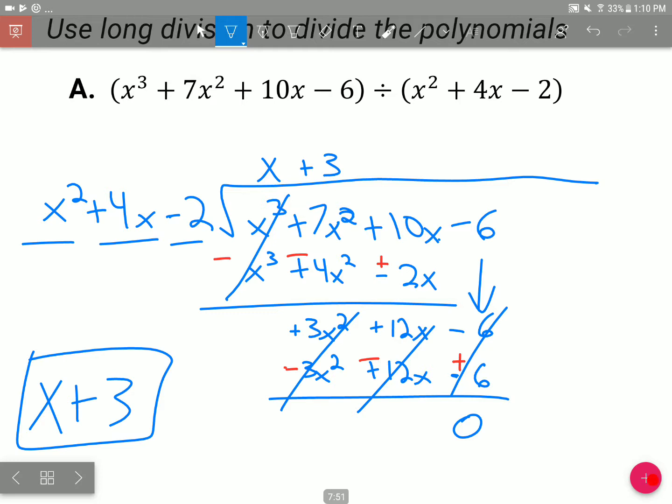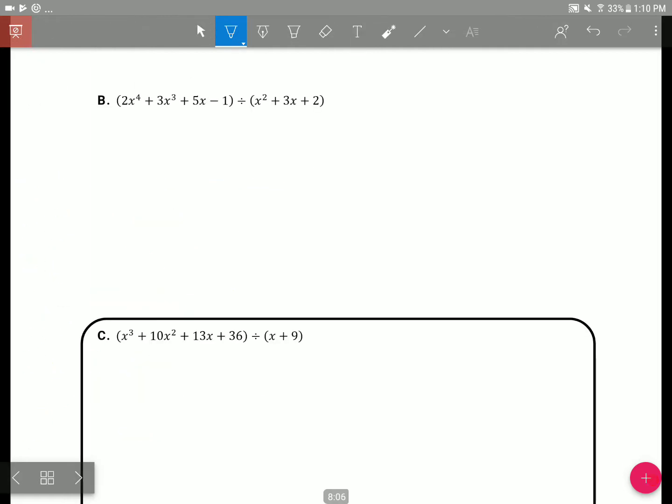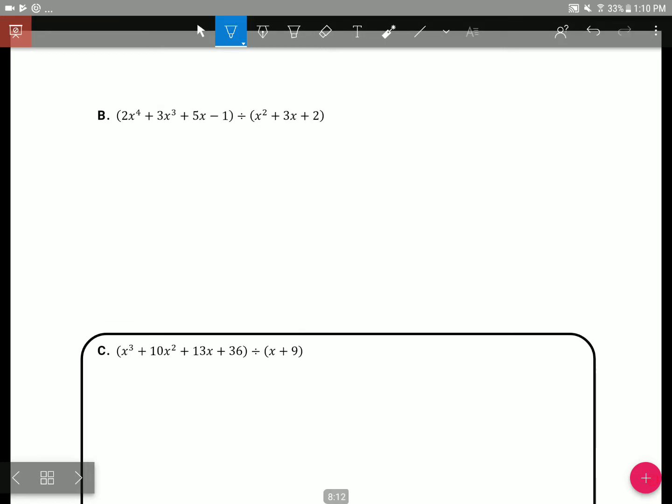Cool? It's just a little tedious. The hardest thing about this is keeping your sign straight. All right? Any questions? All right, let's do another one. Letter B. Same idea. Now, letter B has a hidden little snag in it.